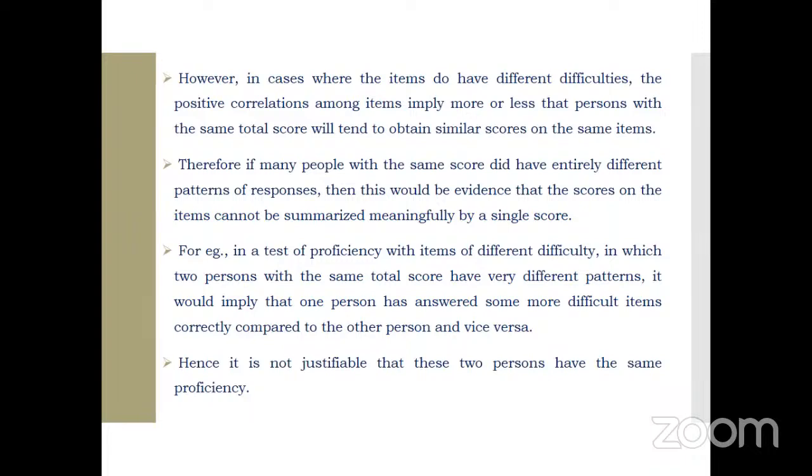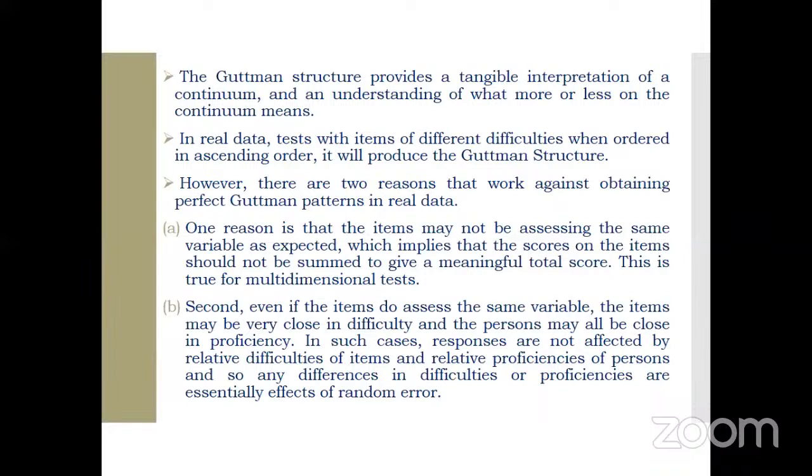So we can be looking at the same total score obtained by 2 people, but it does not really mean that the 2 persons will have the same proficiency on that particular test, right? So this Guttman structure was later on rejected because of the hypothetical structure that it proposed, because we know that in real life situation, in real data, this does not happen.